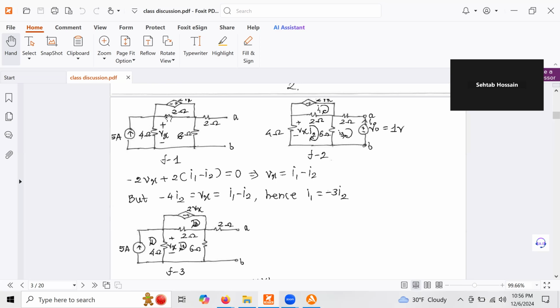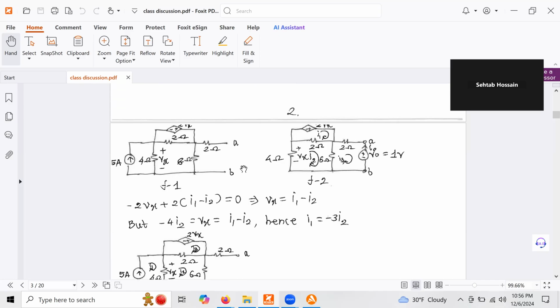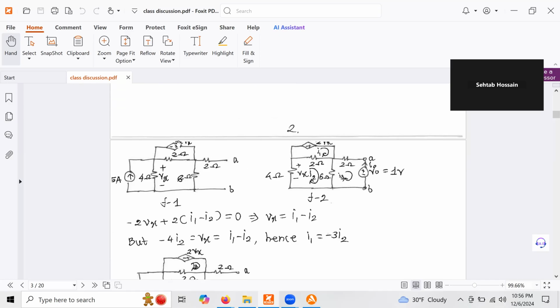So we see that actually there is a dependent source, a voltage dependent source, 2Vx. This 2Vx is dependent on the voltage Vx. So what should we do? At first, we have to remove all the independent sources. So we remove this 5 ampere current source, and then the circuit looks like this, figure 2.